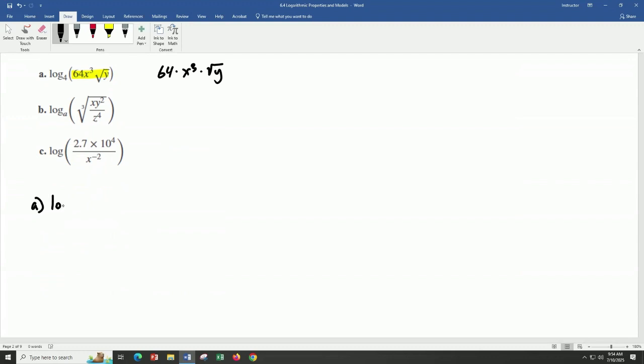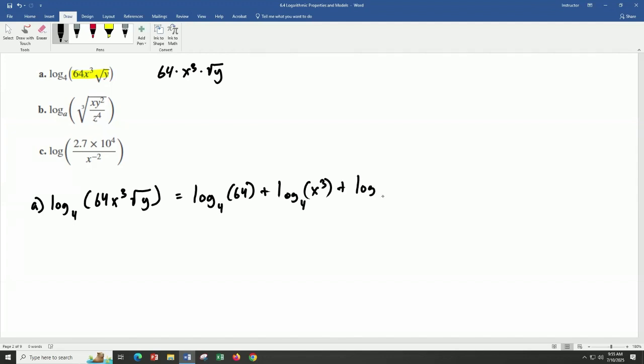So let's rewrite it. I've got A, log base 4 of 64x cubed square root y. Let's start slowly but surely rewriting this, and realize that since we can change all this multiplication to addition, we can change this into log, always base 4, because that's the base we're working with, log 64, plus log of 4x cubed, let me put a parenthesis around that, plus we've got another log here, base 4. Now let's change that square root of y into its exponential form of y to the 1/2 power.